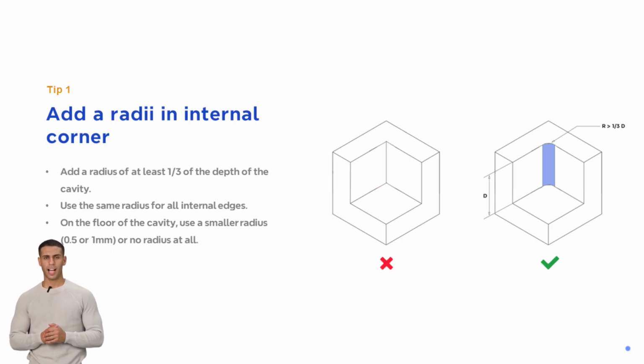Tip number 1, add a radius in the internal vertical edge. CNC milling tools possess a cylindrical shape, inevitably generating a radius when cutting the edge of a pocket. To mitigate this, introduce a radius of at least 1/3 of the depth of the cavity. The larger the radius, the better. Consistently apply the same radius to all internal edges on the cavity floor. You can specify 0.5 or 1 millimeter, or opt for no radius at all.